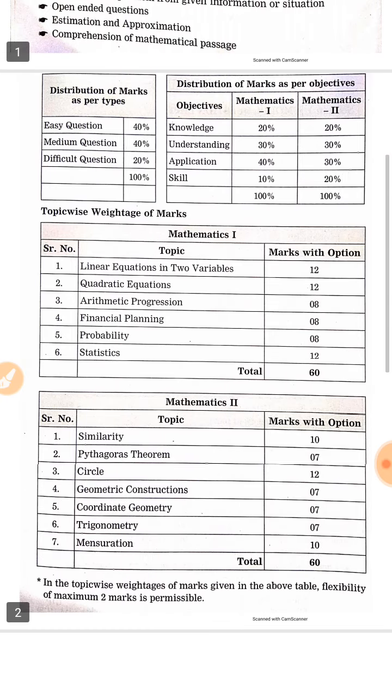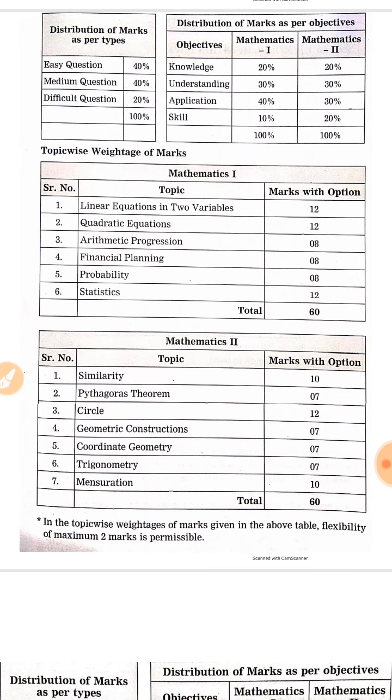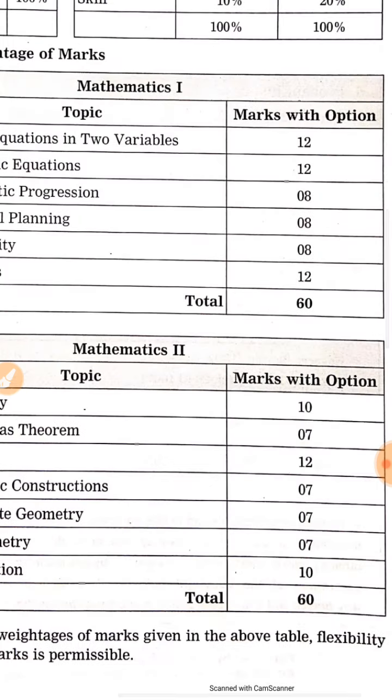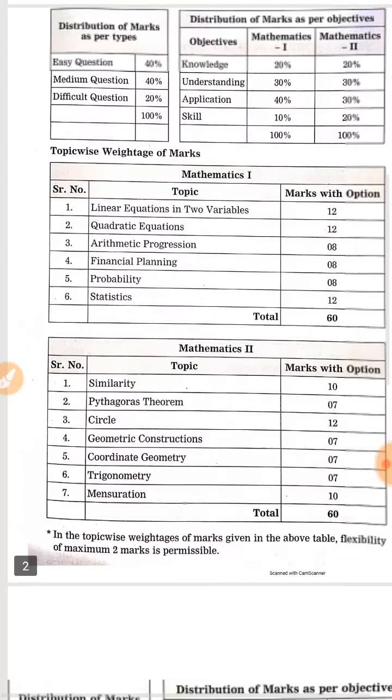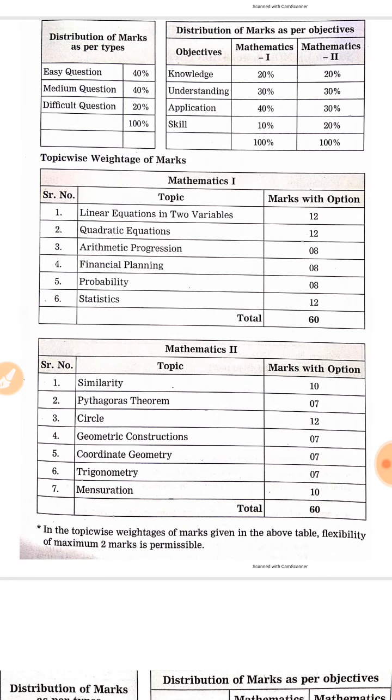Now, if we come to the topic-wise weightage of marks, then linear equations in two variables is for 12 marks with option. The second lesson, quadratic equations, is for 12 marks. And the last one, 6, statistics, is also for 12 marks. So you'll understand that the first, second, and sixth lessons have got 12 marks. So while preparing the practice sets, while learning these lessons, you should keep in mind that these topics have extra weightage. Then the third one, arithmetic progression, has got 8 marks weightage.